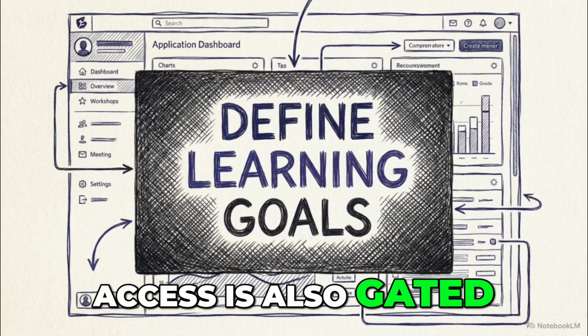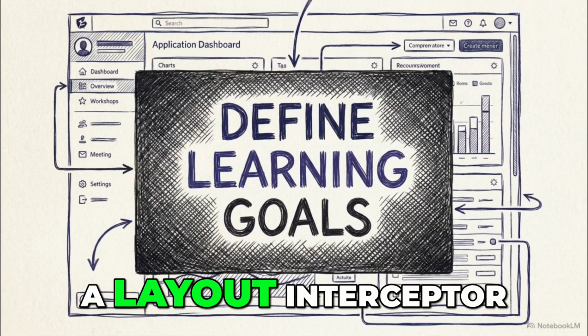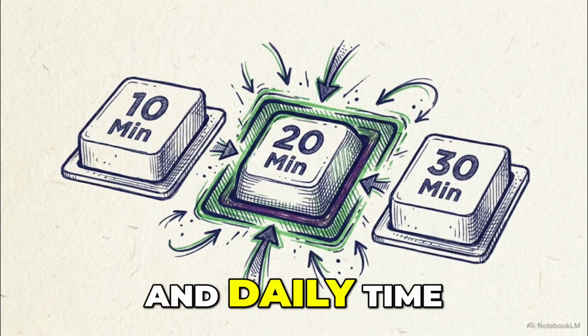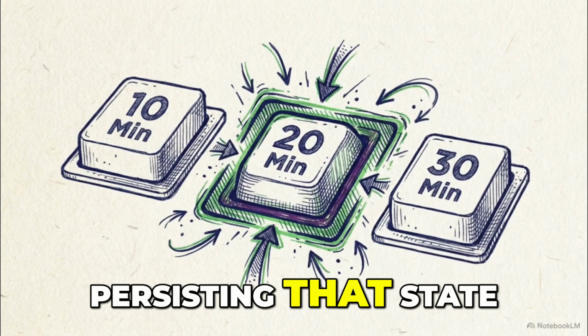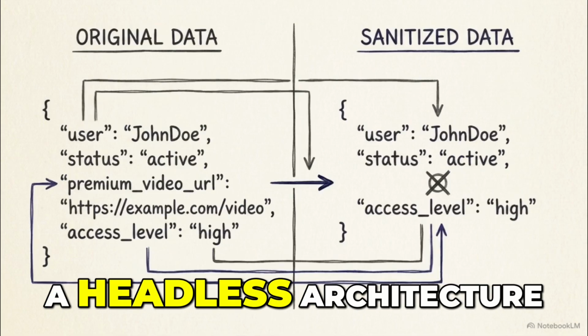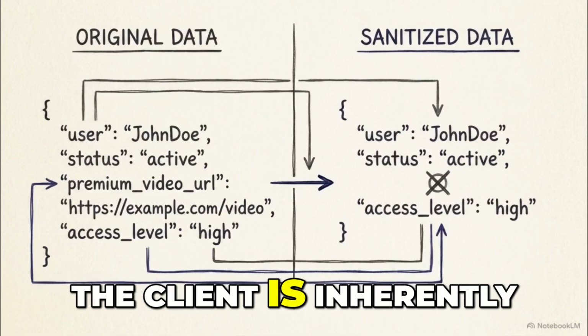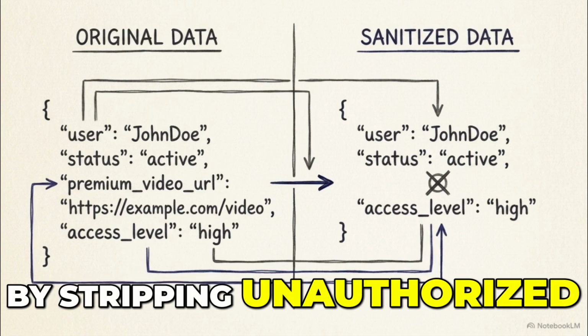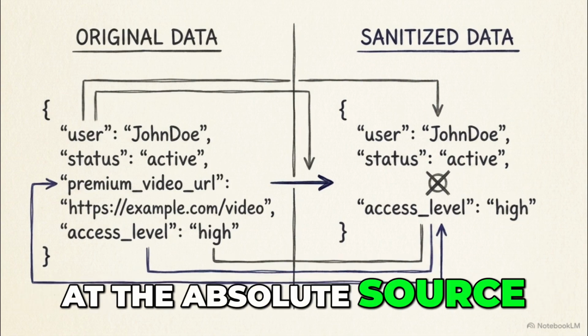Access is also gated by the first-run experience. A layout interceptor halts new users until they define their learning goals and daily time commitments, persisting that state before unlocking the dashboard. True data security in a headless architecture assumes the client is inherently untrustworthy. You protect premium content by stripping unauthorized data at the absolute source.